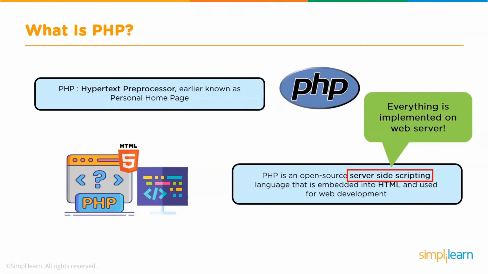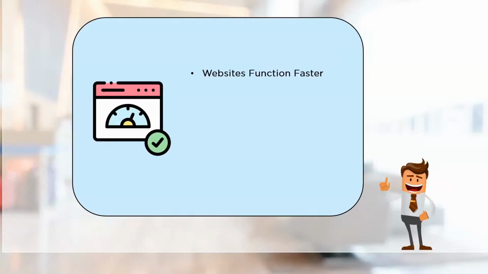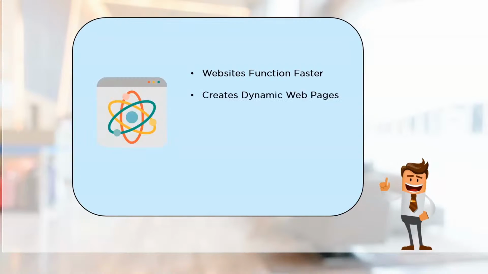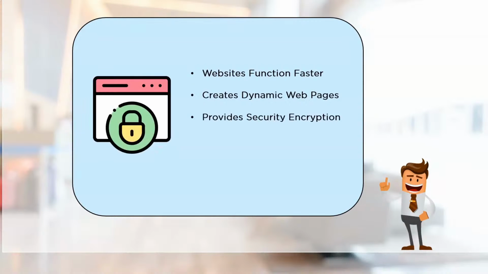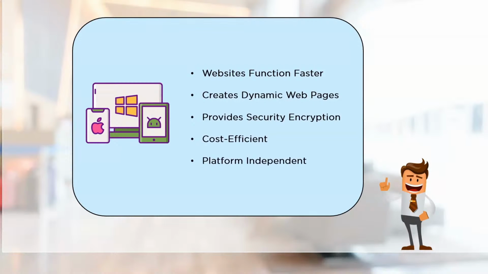Now, let's move on and see why is PHP useful. Because websites developed in PHP function faster. With PHP, you can create dynamic web pages. PHP frameworks provide security encryption. It is a cost-efficient and an easy-to-maintain language and is platform independent. That is, PHP scripts can run on any platform without the need of any special plugins. So now that we have some understanding of PHP and why it's useful, let us move on to its programming concepts.